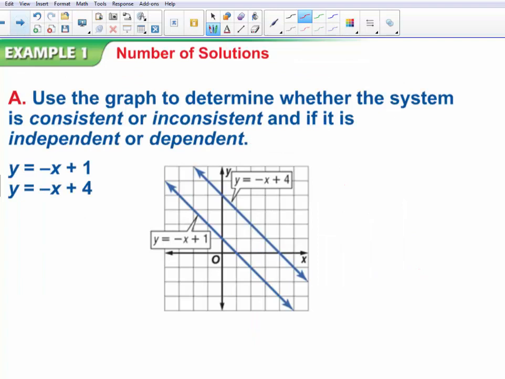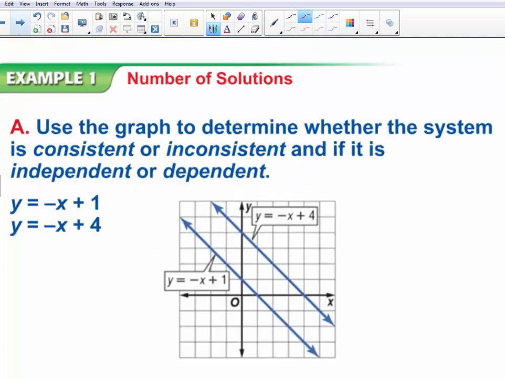Moving on. Okay, use the graph to determine whether a system is consistent or inconsistent, and if it is independent or dependent. So you have your linear system, your two equations there. They are graphed. And you should hopefully have already come to the conclusion that this is inconsistent. There is no point of intersection.